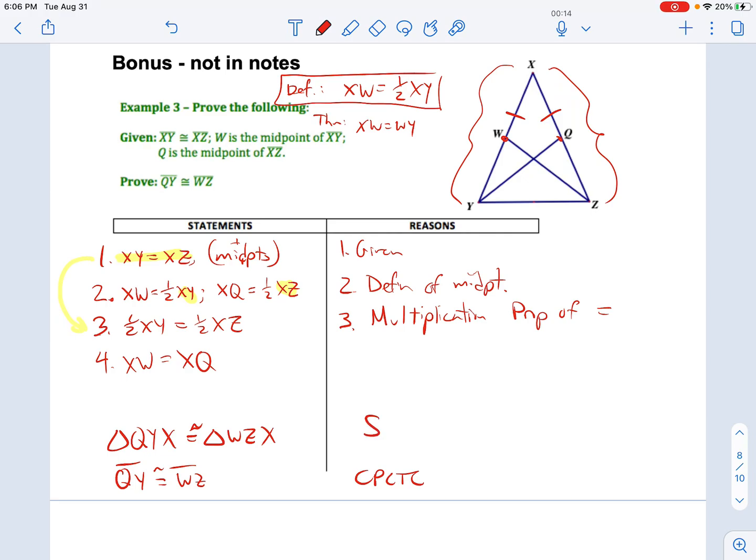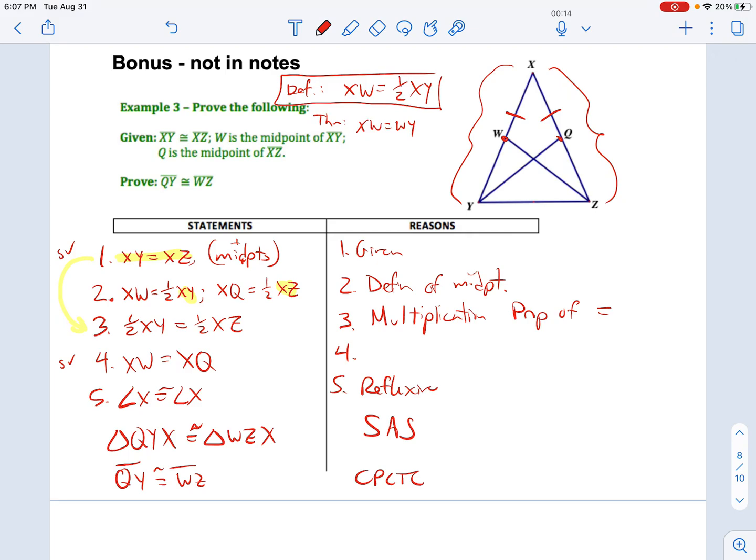So now I have two sides of this triangle that are congruent. I have a side here and I have a side in the original, actually. That's a side too. I need either an angle or another side. Turns out the angle's pretty easy. If I go by reflexive, I get to say that angle X is congruent to itself.